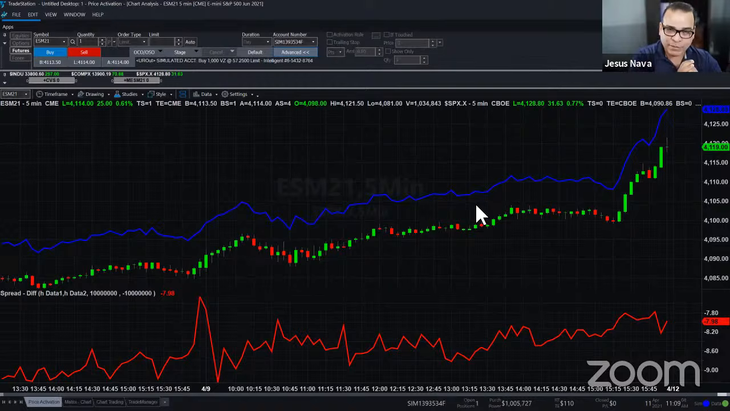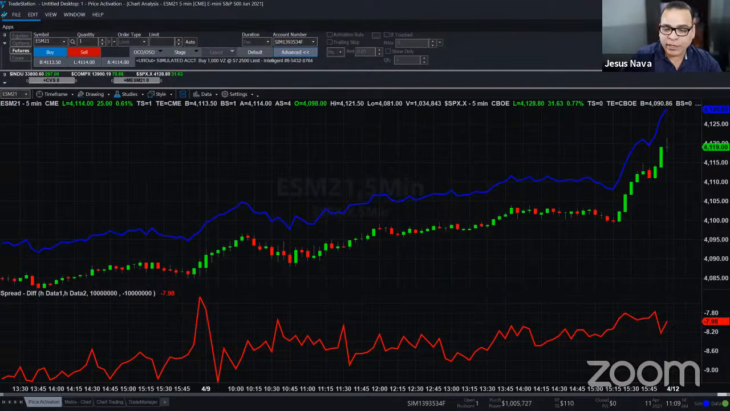This one expires in September. So what I've done here on this chart, or the red line that you see right there at the bottom, is a straight subtraction of one from the other. It takes the price of the futures and subtracts the price of, or the actual value of the S&P 500, and it tells you the difference.